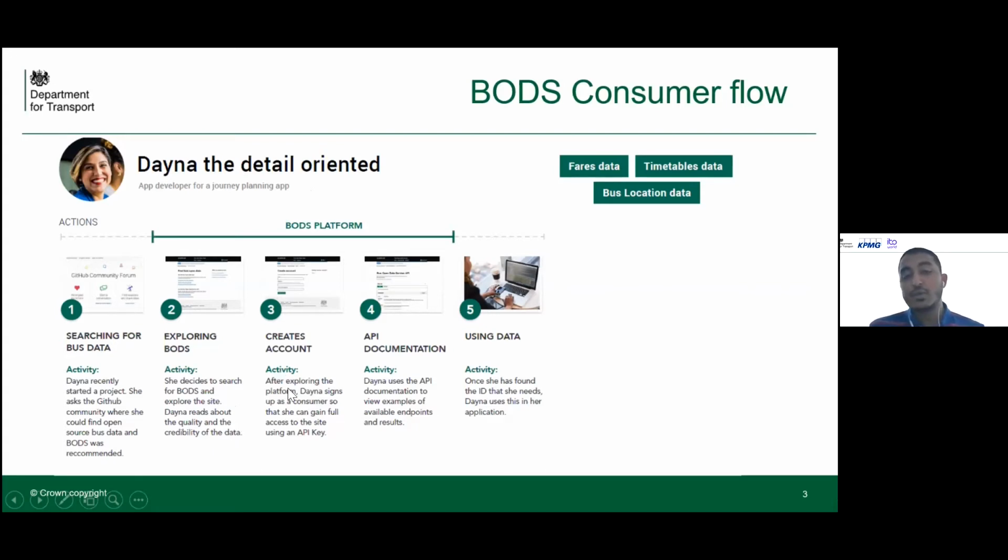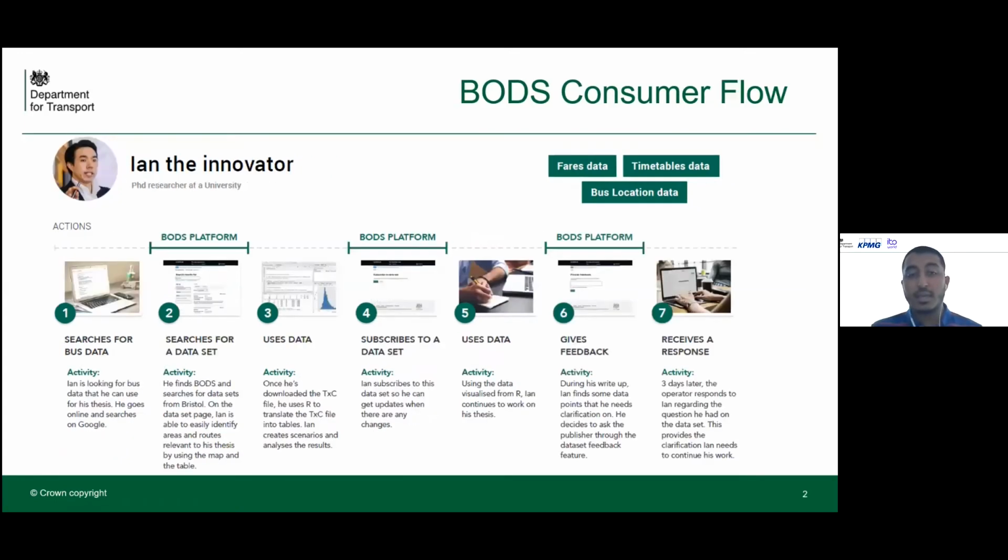So she creates an account and signs up for the API that we provide. It's an open API that anyone can sign up to. It would have the bus location data, the static timetables data, as well as the static fares data. So developers can start using the API, and we have standard Swagger documentation. So any developer across the world can pick it up and start using the API, which has both real time as well as static data. So that's in a nutshell the journeys.